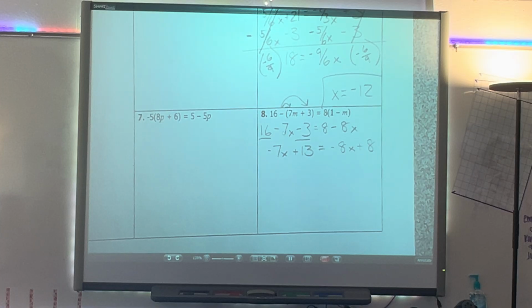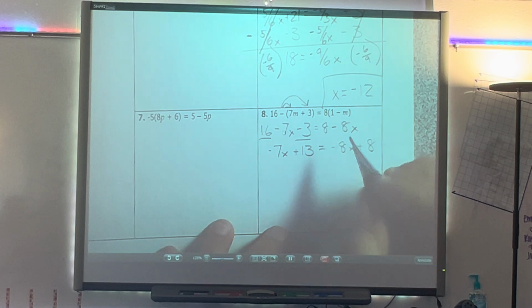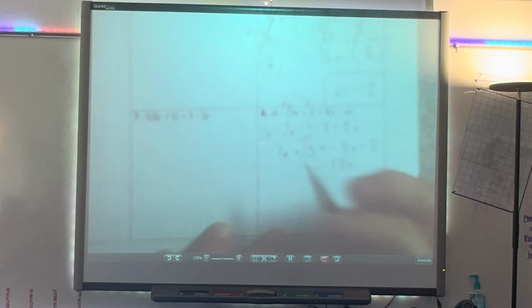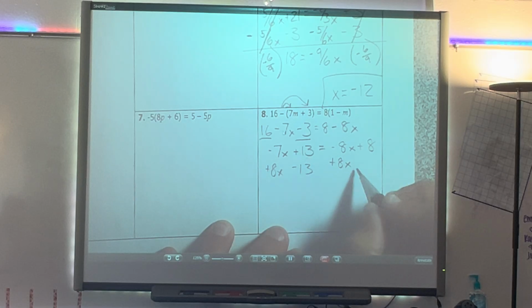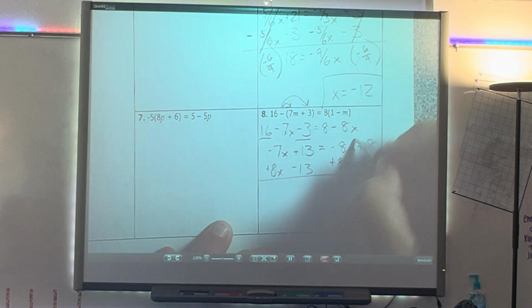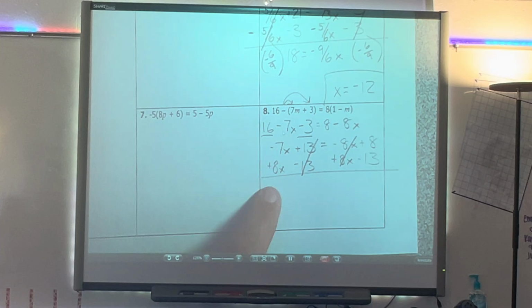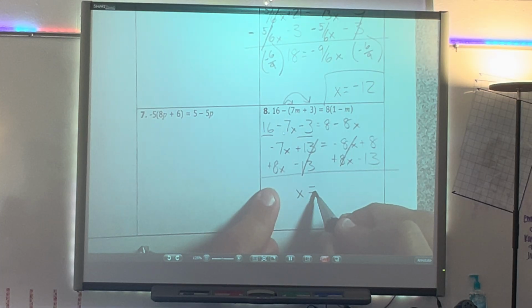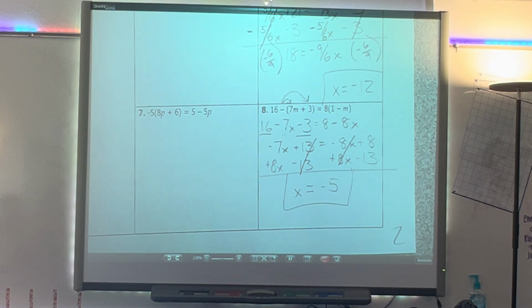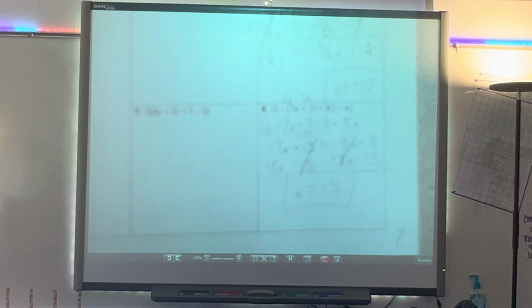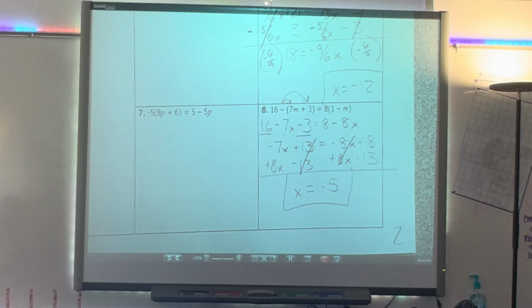All right. X on the left or on the right, John? X on the left. I'm going to move it to the left. So that means I'm going to add 8x here and add 8x here, which means I need to do what with the 13? Subtract it. Okay. That's gone. Negative 7x, positive 8x, just leave me with x. Looks like negative 5 there. Questions on this so far? Is everybody comfortable? Yeah?